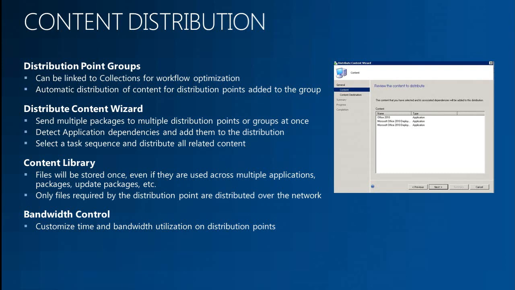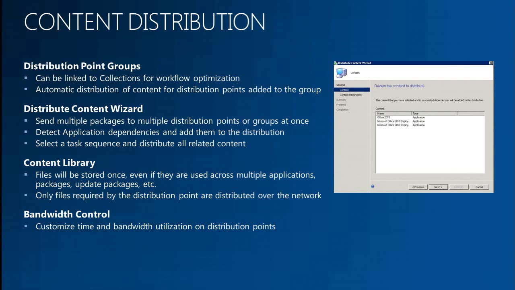We have also made it easy for the admin to distribute the content. We allow you now to create distribution point groups. Distribution point groups are pretty straightforward. You can have multiple DPs, the distribution points, that you can add to a particular group, or you can take those DPs and add them to multiple distribution point groups. When you target content to a particular distribution point group, we will make sure that the content flows to all those distribution points within the group itself.